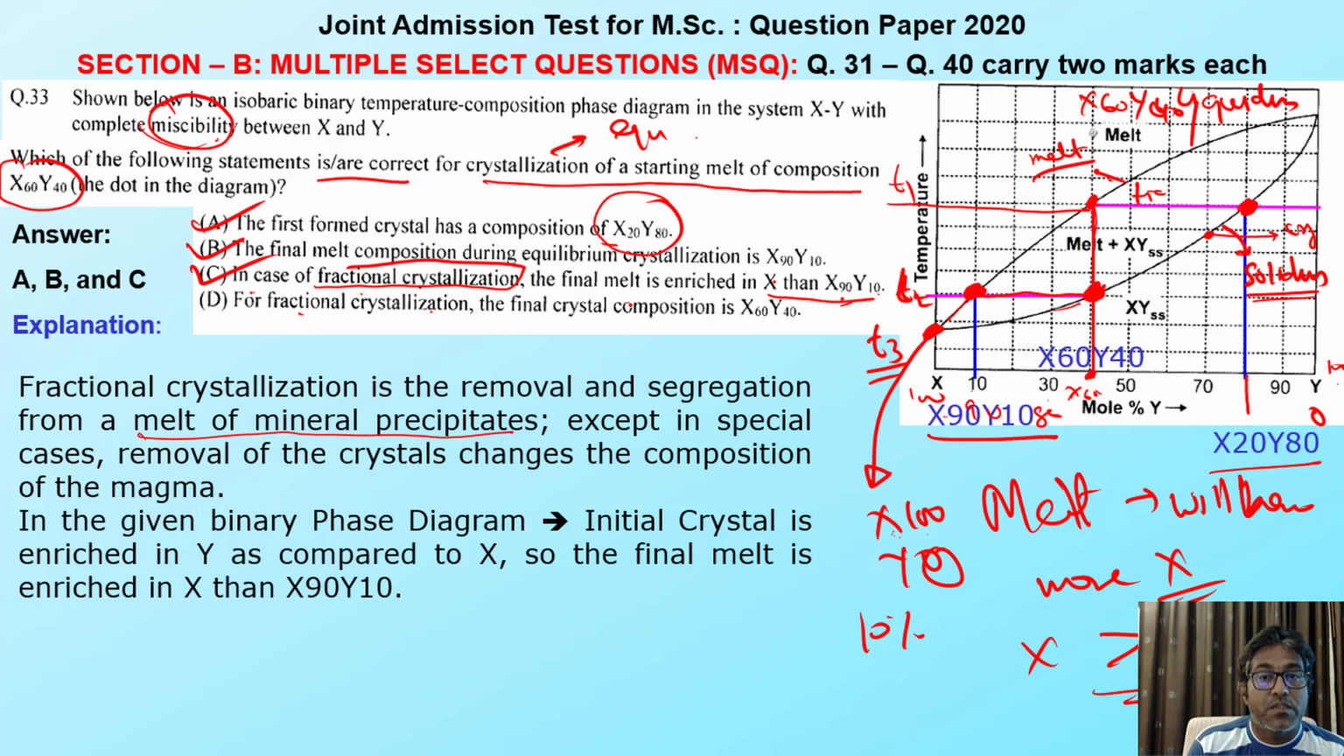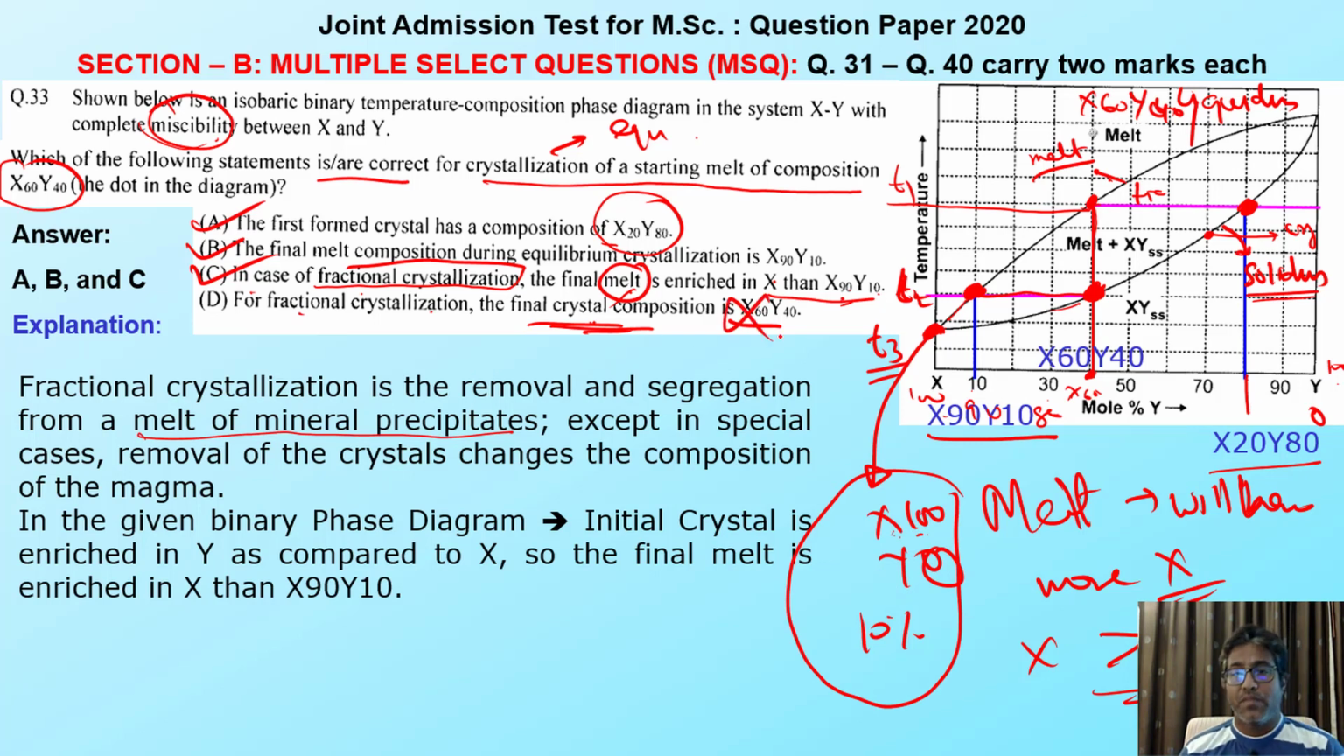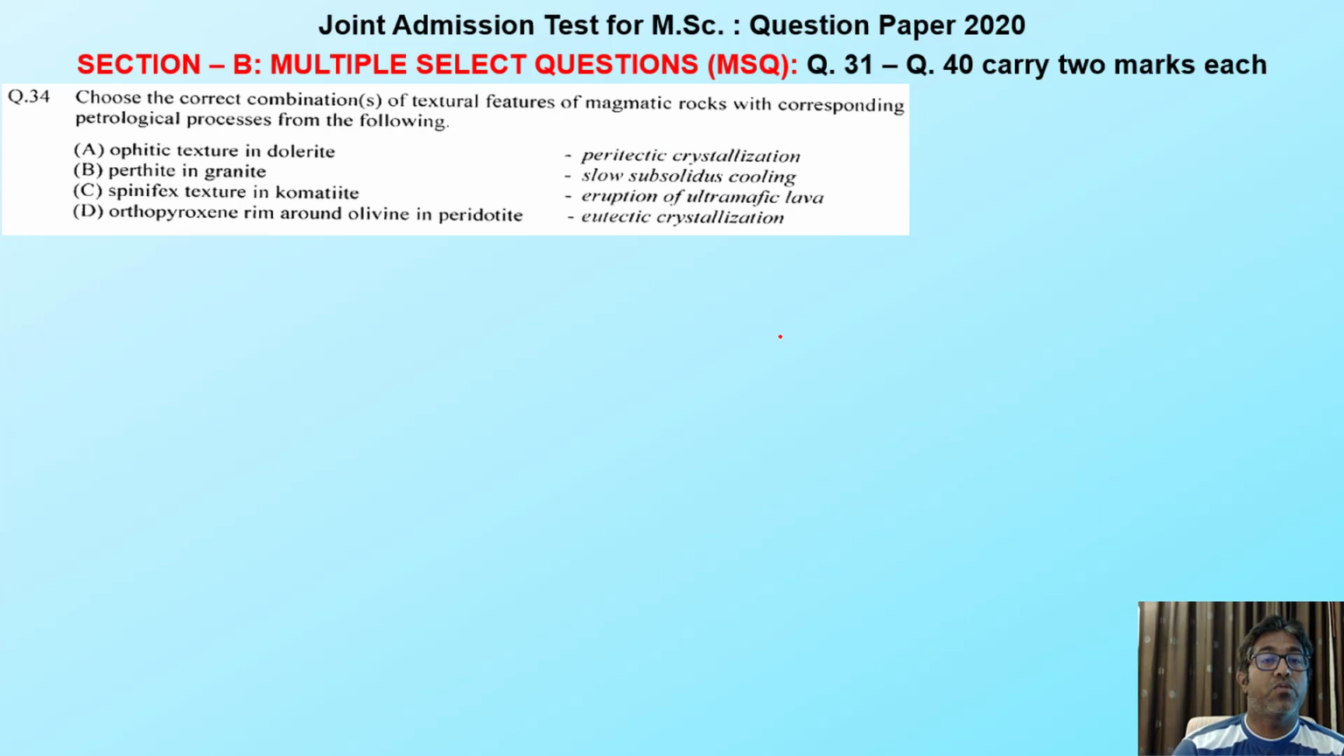For fractional crystallization, now I need to know the final crystal composition. I already calculated the melt composition. Now here I have both melt as well as crystal. So the final crystal composition will be the same, X100 Y0. So this is not the right option. In this way we used to solve this type of question. Okay, moving to the next question.